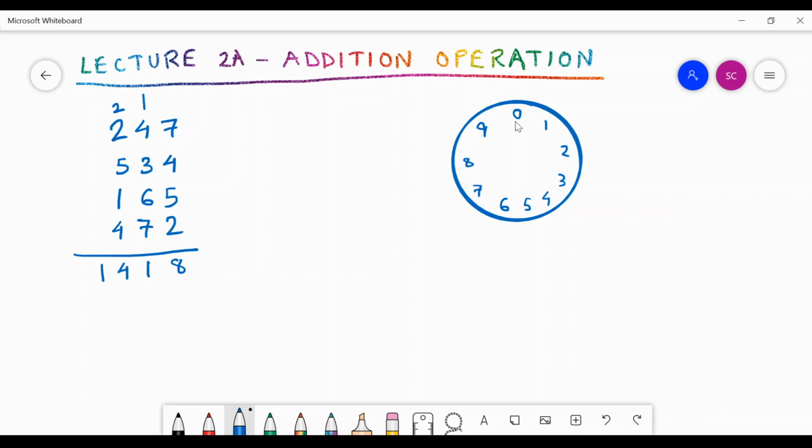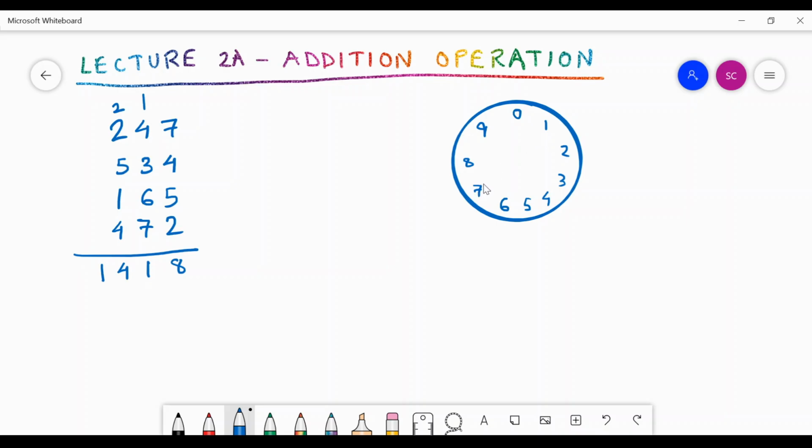Right? So suppose we want to add this 7 and 4 and 5 and 2 together. Then we note what is the first number, 7. So we start our counting from 7. We have to add 4. So we go like 1, 2, 3, 4, we reach here. 7 plus 4 is 11, right?